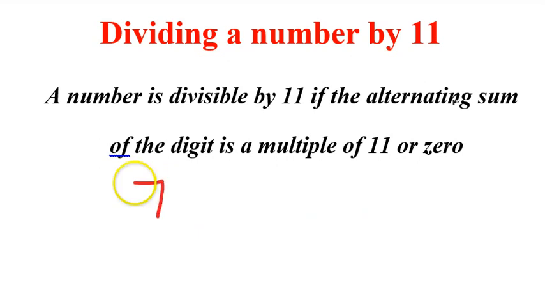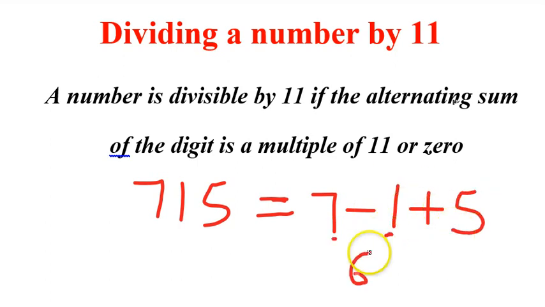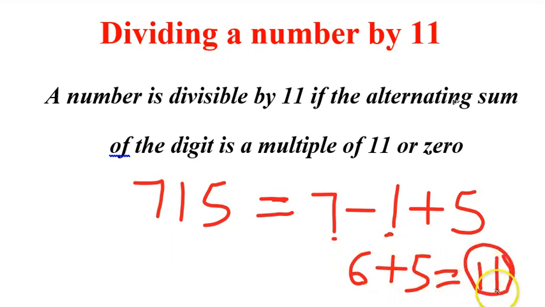Maybe let's try it for 715. Okay, you want to see whether 715 is divisible by 11. Again, alternating sum, we have 7 minus 1 plus 5. What is 7 minus 1 here? That will be 6. 6 plus 5, the result is 11. And 11 is a multiple of 11. Okay, so it means 715 is divisible by 11. That is the trick.